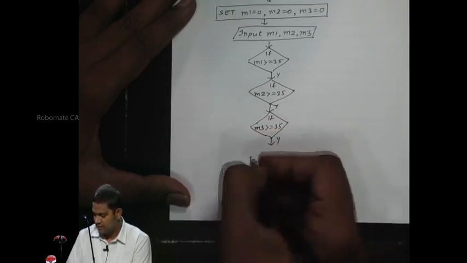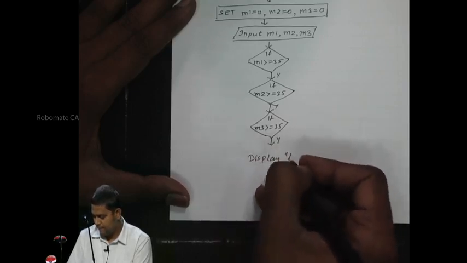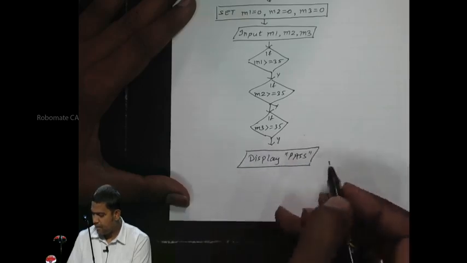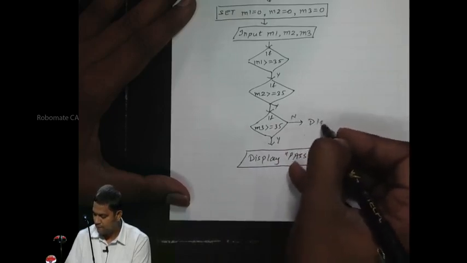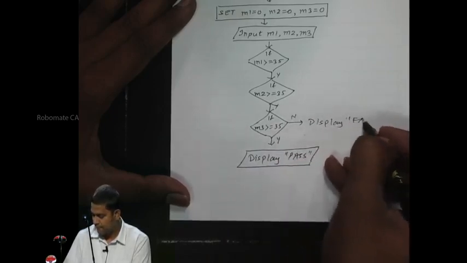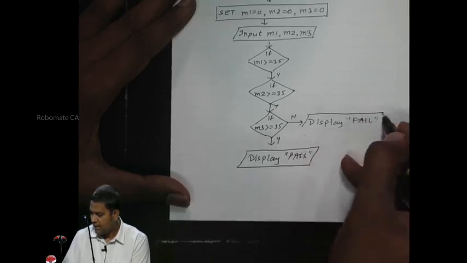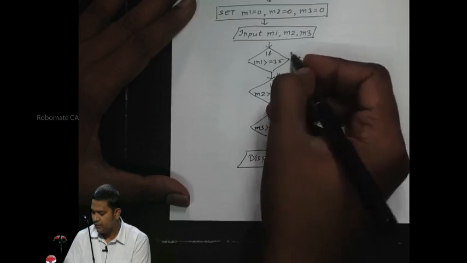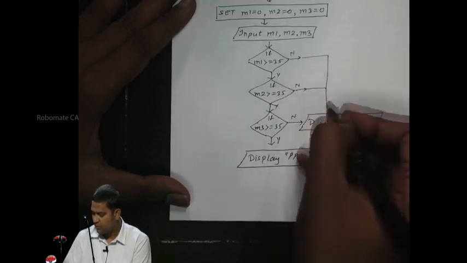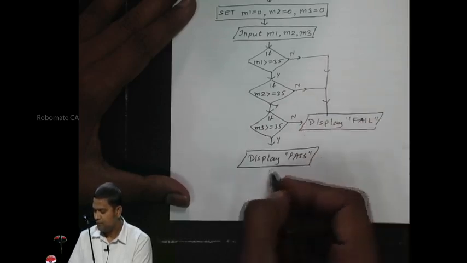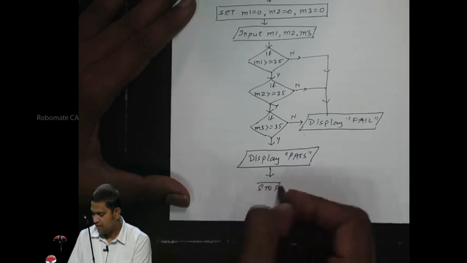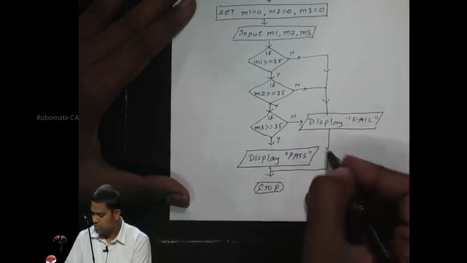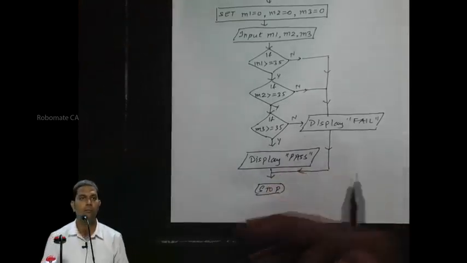If this is also yes, then display pass. And if this is no, it is fail. And in the above condition boxes, if it is no, what will happen? Fail, na? We need not write the same thing 3 times. Just connect it to fail. It is one and the same. After display fail, what should happen? Stop. So we are bringing this near to stop. And that completes your flowchart.